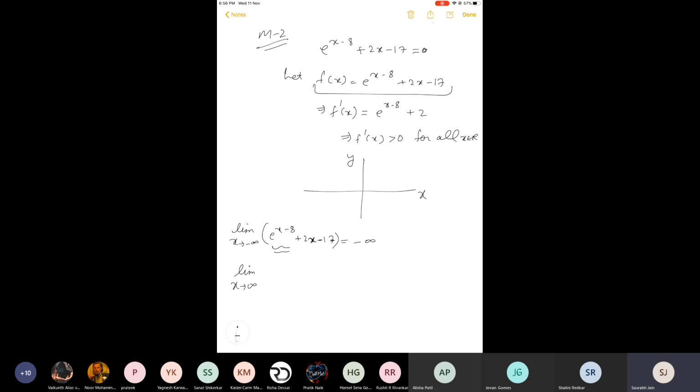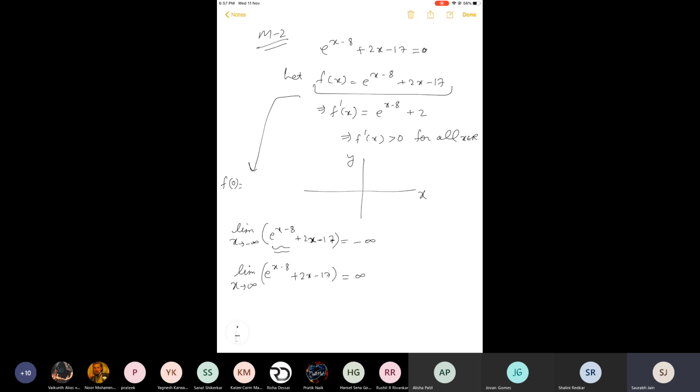So negative infinity. And if we want to find its value at plus infinity, then it will be plus infinity. E to the power infinity itself will be a very big number, so this is sufficient to explain. And you can take one more number here, that is 0. That will give you an idea where it will be cutting the y-axis.